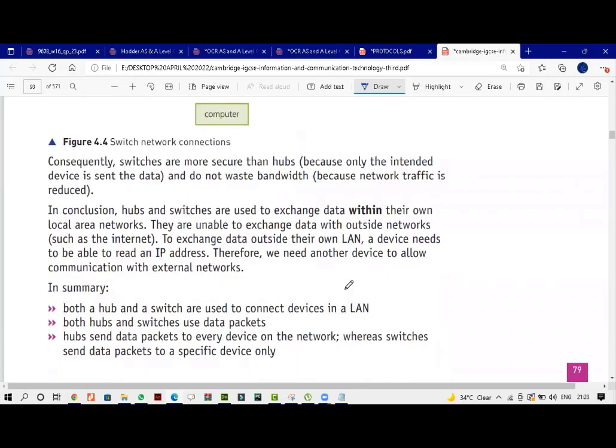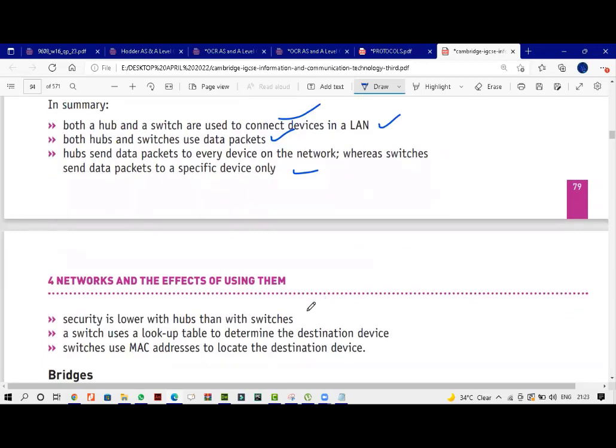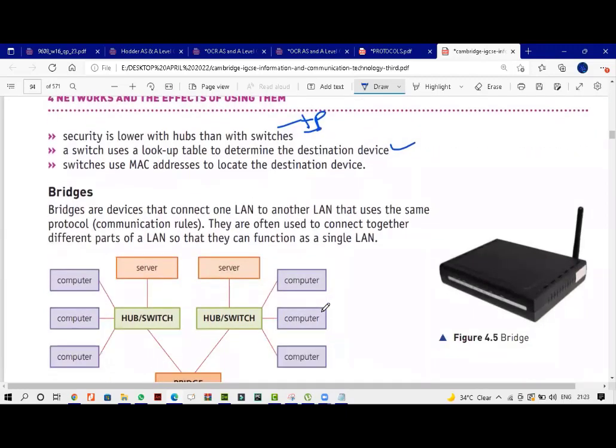So in summary, both hubs and switches are used to connect devices. The evaluation question, these points were important. Both hubs and switches use data packets. Differences: a hub sends data packets to every device, whereas a switch sends data packets to a specific one. Security is lower with hubs than switches because of IP addressing. When you have a unique IP address, you are uniquely pointing to a device. In the case of a hub, you're not doing that. A switch uses a lookup table, and a hub doesn't. Switches use MAC addresses to locate the destination device.